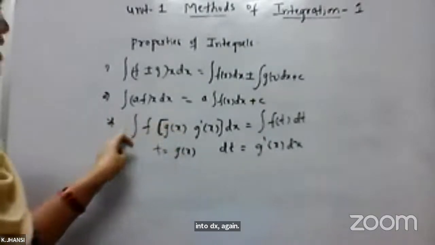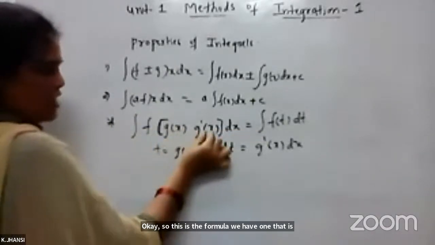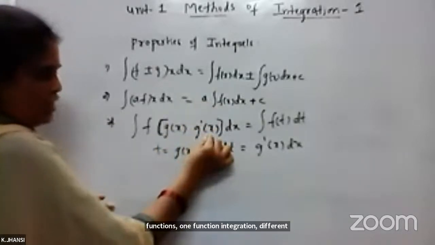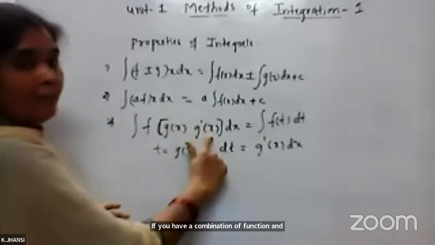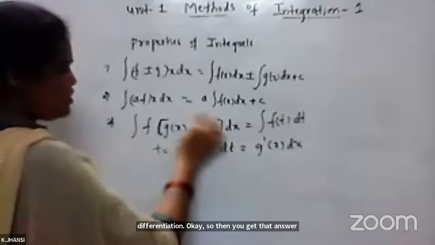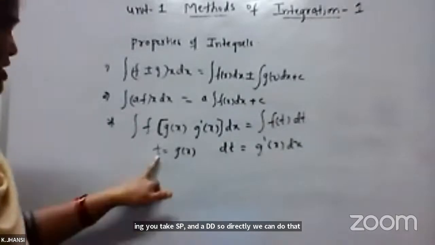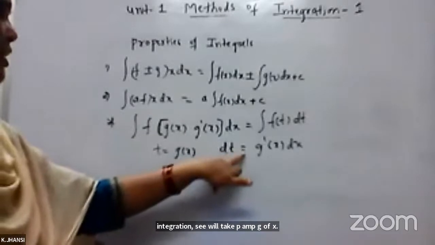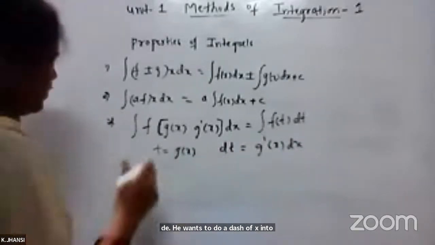Okay. So this is the formula we have. Here you will have two functions. So one function and its differentiation will be present in the question. You have to identify that. If you have a combination of a function and its differentiation, then you will get the answer as integration of f of t dt, taking the whole thing as t. So directly we can do the integration. We will take t as g of x, and if you do the differentiation of this, dt equals g dash of x into dx. So we'll see one example here.